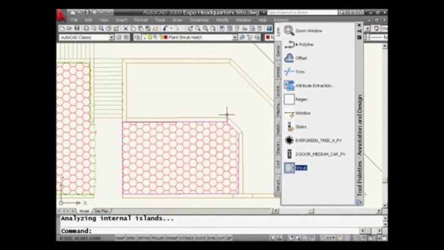Please promise me you're going to set up those tool palettes, customize the heck out of them, and you're going to be way more productive every single day that you work.